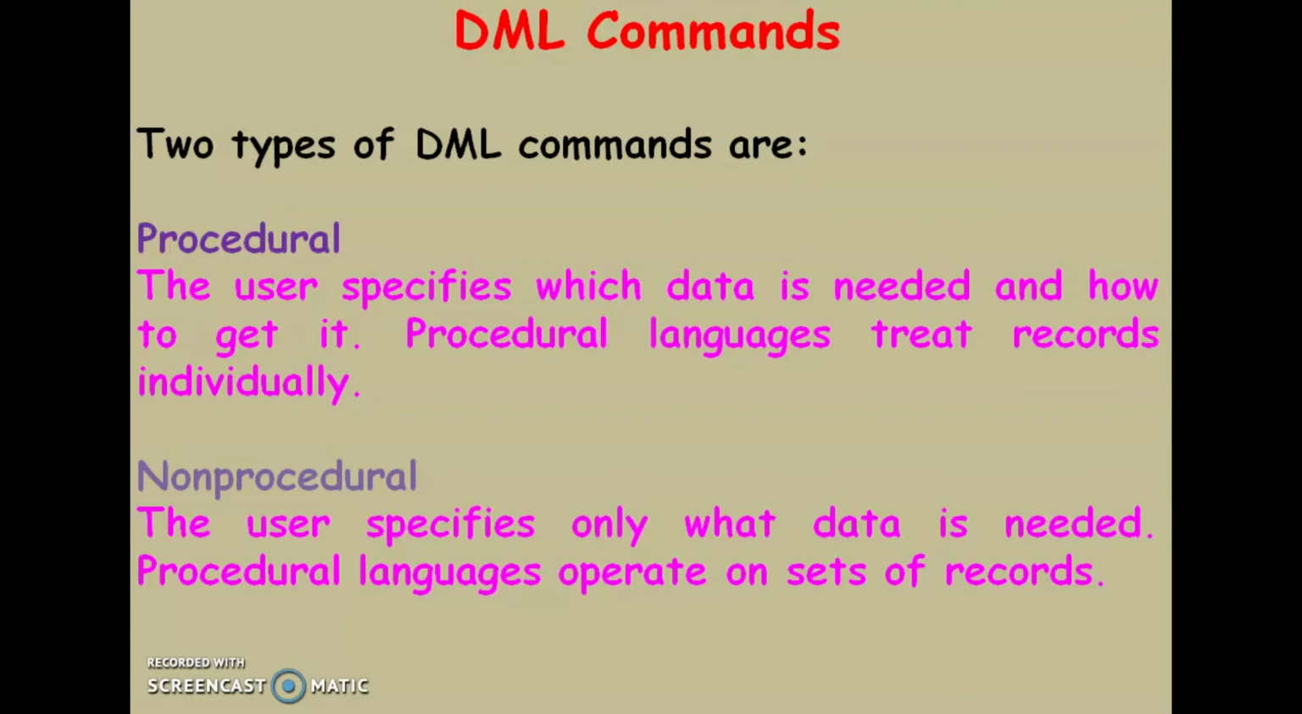DML provides an effective human interaction with the system. The functional capability of DML is organized in manipulation commands like select, insert into, update, delete, etc. There are two types of DML commands. First one procedural, second one non-procedural. Procedural means the user specifies which data is needed and how to get it. Procedural languages treat records individually.